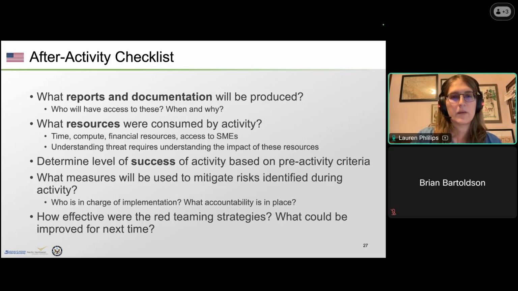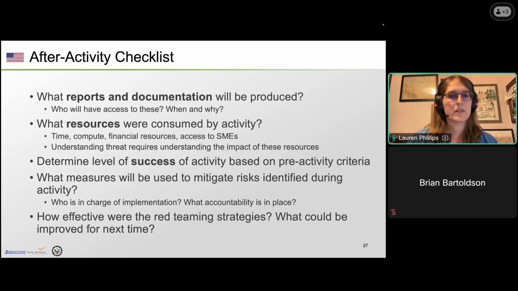And then we want to think about how we are going to take the results of the study and use that to mitigate risks that were identified. So I especially encourage, if you're going to do a red teaming style of event, to think about who is responsible for mitigation. So who is in charge of making sure that the results of your red team activity don't just go on a shelf where nobody looks at them, but that somebody is actually accountable to implement the mitigations.